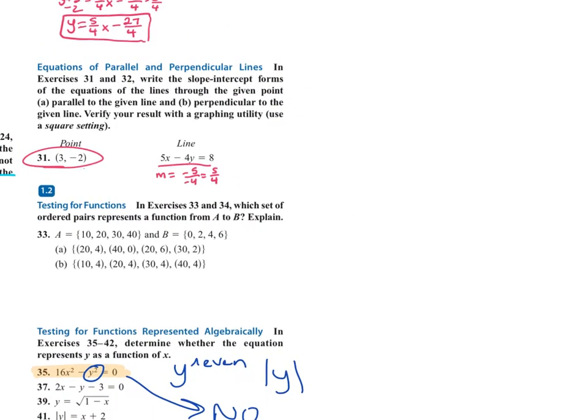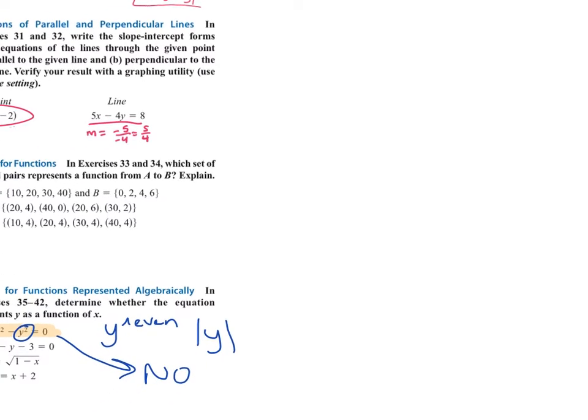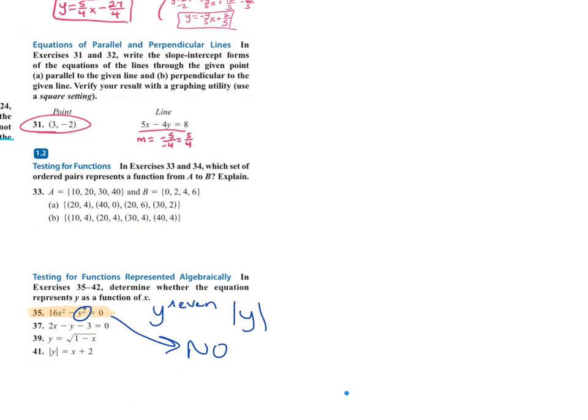Then the perpendicular one has the opposite reciprocal slope. So slope's going to be -4/5. Still using the same point, y plus 2 equals -4/5 times x minus 3. And then distribute the -4/5, plus 12/5. Subtract the 2, which becomes -10/5. So that's parallel and perpendicular, okay?